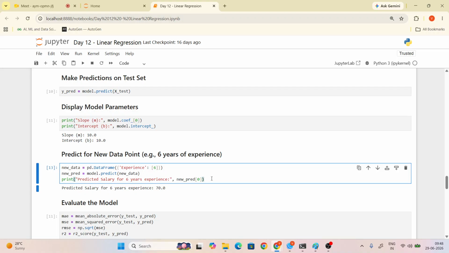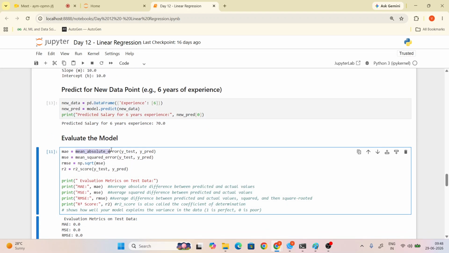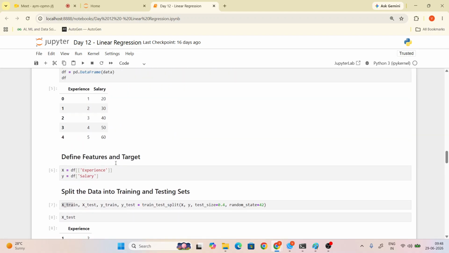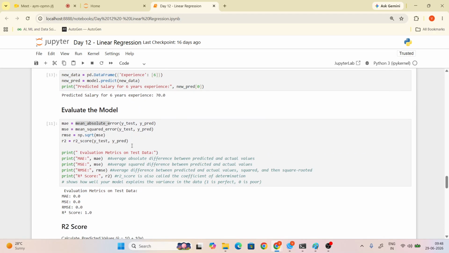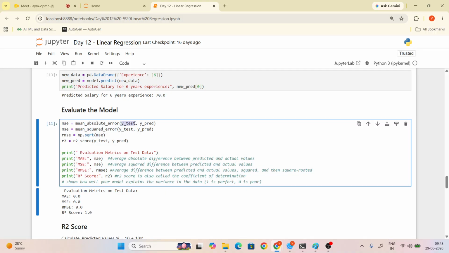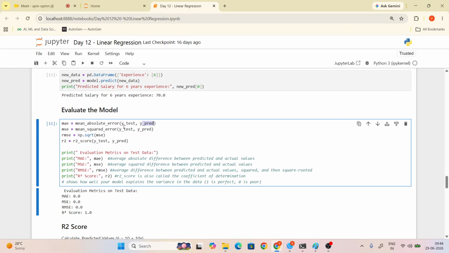Okay. And the next one is model evaluation. We just gave the mean absolute error and mean squared error. Before using them, we already initialized our required libraries, guys. We need to import these, then only you can use the functions. y test means actual value, y predict means predicted value, guys. So this is the actual value, and this is the predicted value.